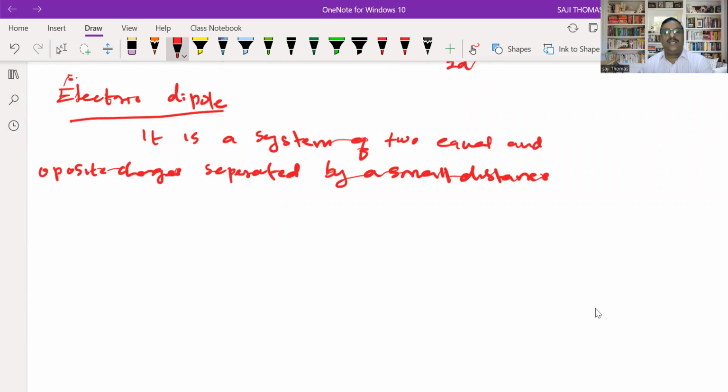So we have to consider two charges. This is the positive charge, this is the negative charge, identical charges, separated by a small distance. This distance between the charges we take as 2A or 2L. This distance is known as dipole length, the distance between the two charges. We denote it by 2A. We can consider the center of the system O. So the distance from one charge to the center is A.